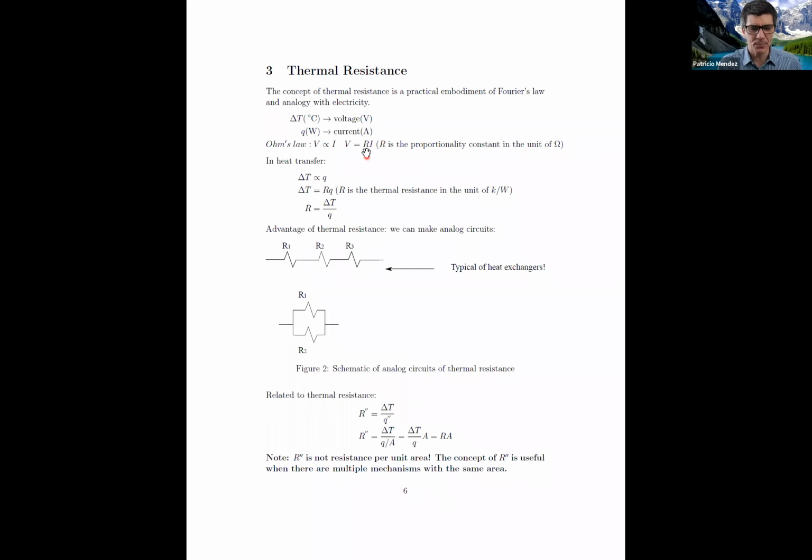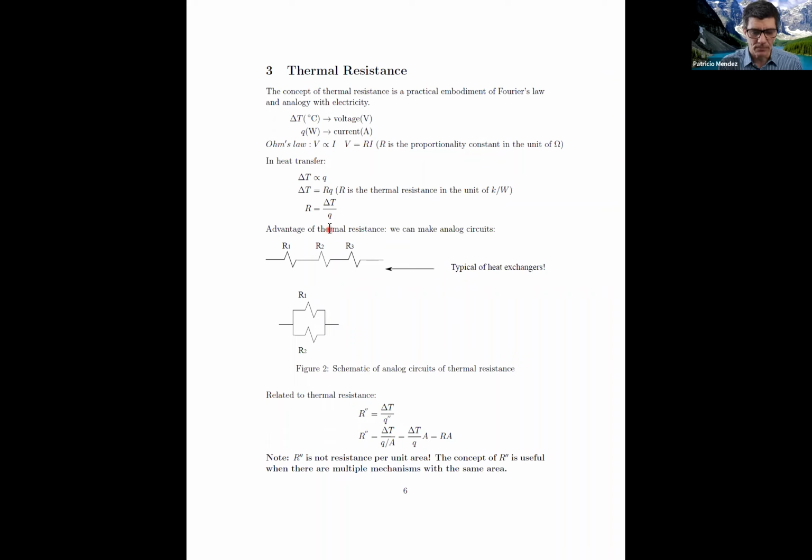So this proportionality in electricity is called Ohm's law. And using Ohm's law, we can define an electrical resistance by doing voltage divided by the current. Similarly, we can define thermal resistance by doing delta T, the temperature difference, over the heat rate across that system, right? In this case, we're talking about a wall.